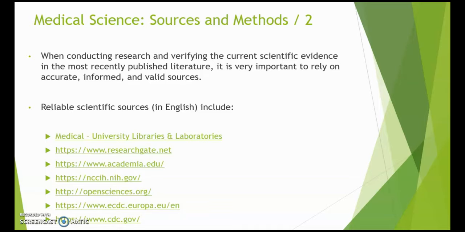So a few reliable scientific sources on the internet: researchgate.net, academia.edu, if you want to find peer-reviewed papers and scientifically valid publications, books, presentations, PowerPoints, etc., etc. NCCIH.nih.gov, so it's part of the National Institutes of Health. This specific link, however, is connected to the National Center for Complementary and Integrative Health within the NIH, so the more holistic approach where you can find solid scientific evidence.